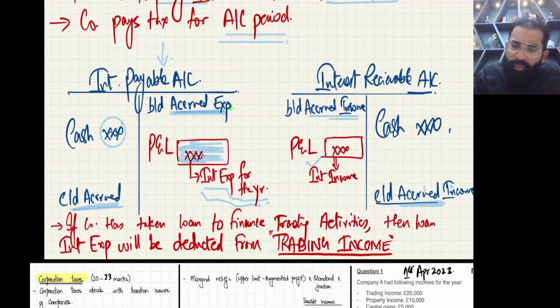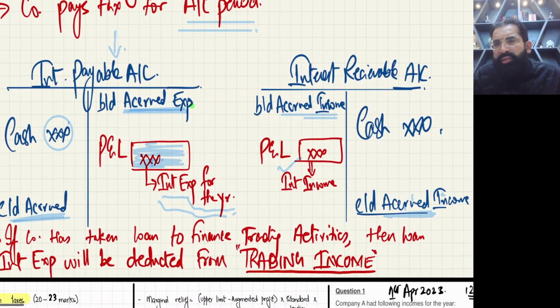Now, if you have given a loan to somebody and you are earning interest income, then make this account. Opening accrued income is your opening receivable, it will come here. Closing accrued income is your closing receivable. Then the actual cash received will come here. You add these two, and subtract this number, and you will get the red one. The red P&L is basically interest income for the year.